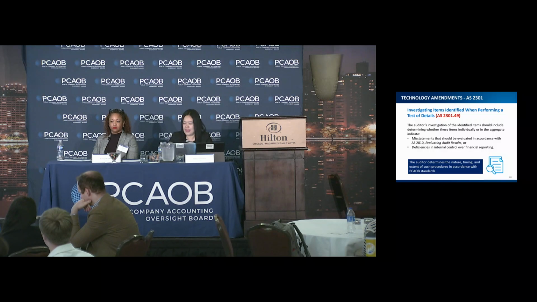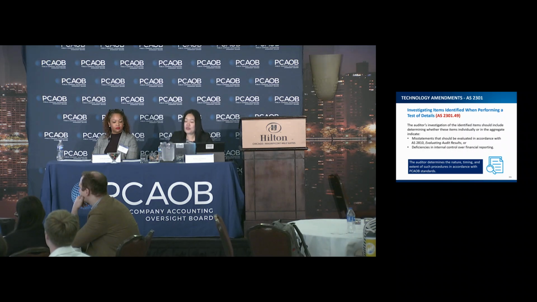When performing tests of details, an auditor may identify items that warrant further investigation. These may be balances or transactions that contain certain characteristics or are valued outside of a range. The amendments to AS 2301 clarify that investigating those items is part of the auditor's response to assess the risk of material misstatement.